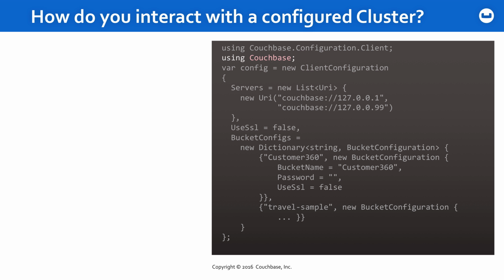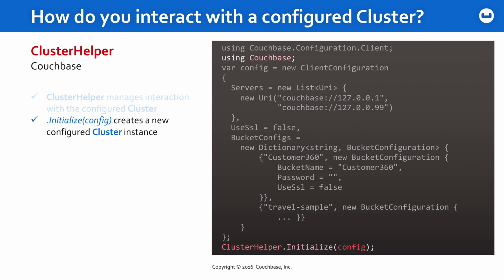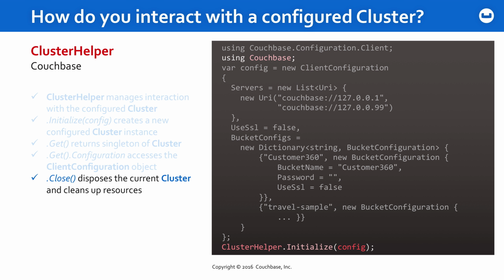So how do you interact with a cluster once it's configured? That's all done through the cluster helper class that manages your interaction with a configured cluster. So for example, to initialize the connection itself, you pass the config option off to the initialize method of cluster helper, and that will set up the connection. So there will be methods available like get to return a singleton of the cluster through cluster helper where relevant, which means you could get to the configuration property of your cluster to get access back to the client configuration object at runtime. There's also a close method to dispose of the current cluster and clean up resources and such.